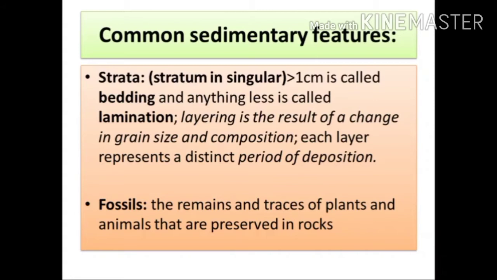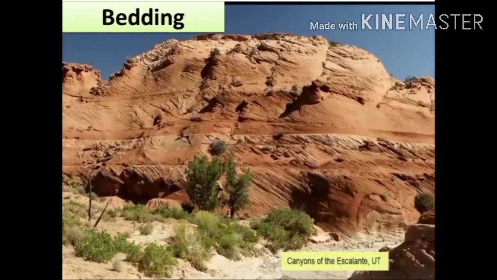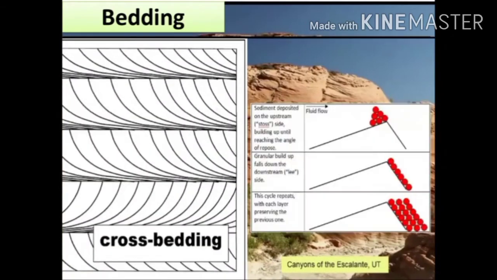Fossils, the remains and traces of plants and animals that are preserved in rocks. This is an example of bedding. This shows the fluid flow.